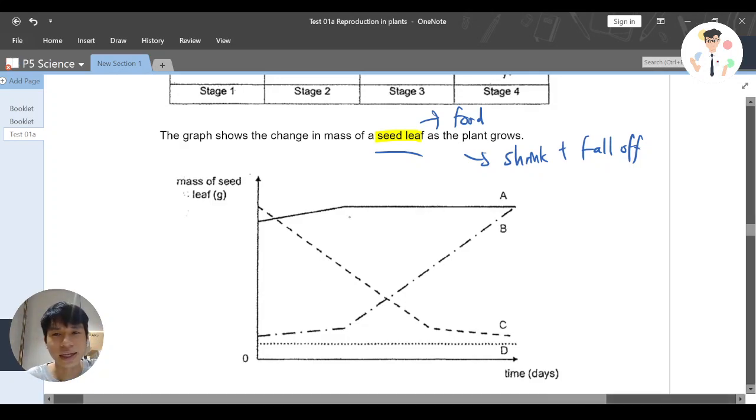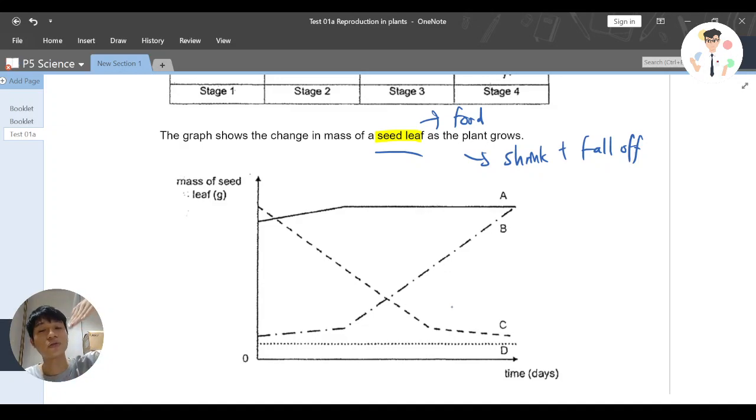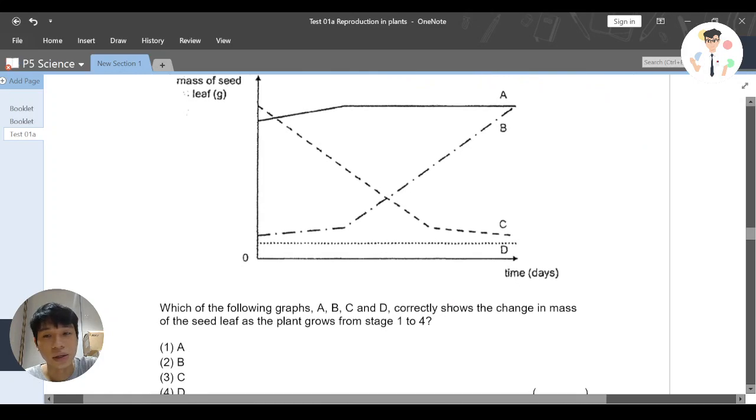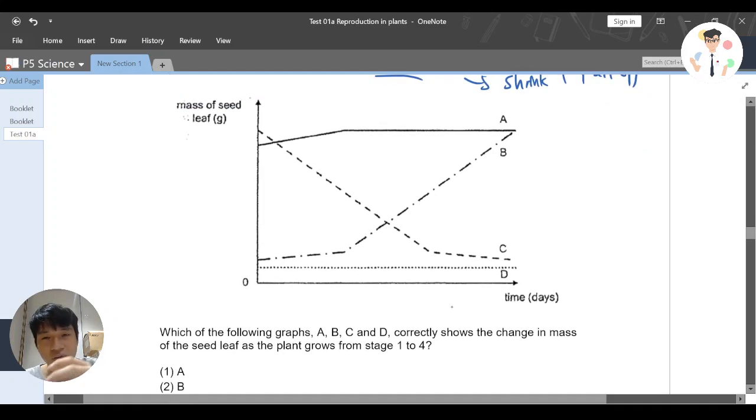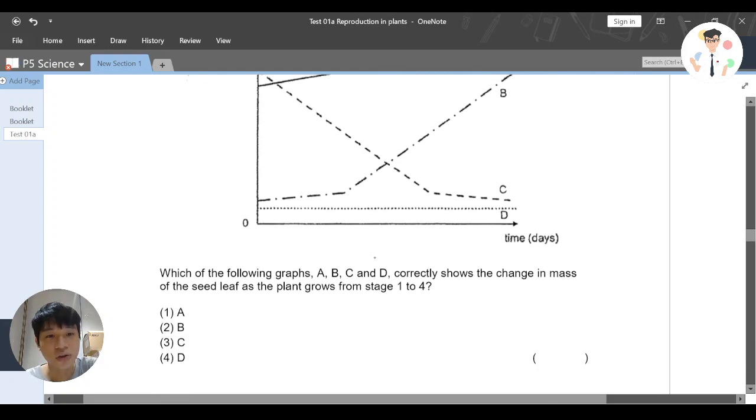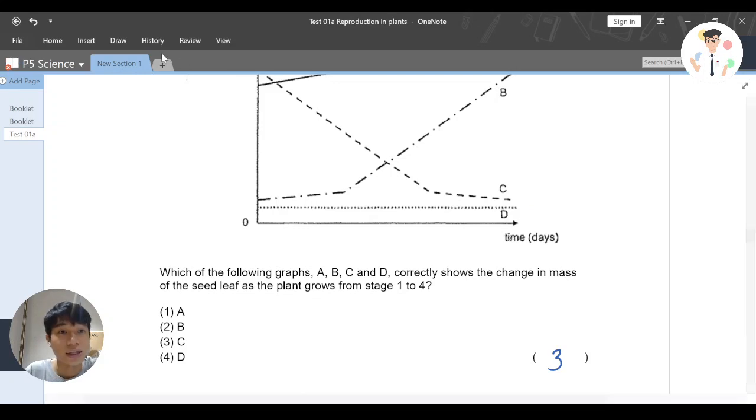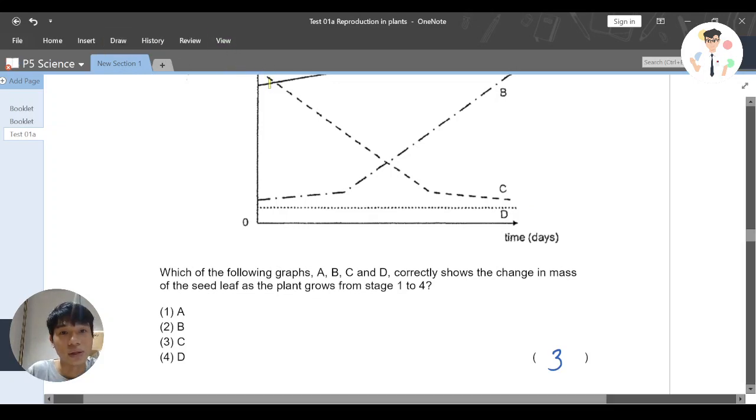With that, it's kind of easy to guess what the mass is, right? It should be dropping, right? Because we have been getting food, it will shrink and fall. So the graph is supposed to be going down. That's why it will be, which one? It's very obvious that it will be graph C, which is option number 3. That is basically what happened to the seed.